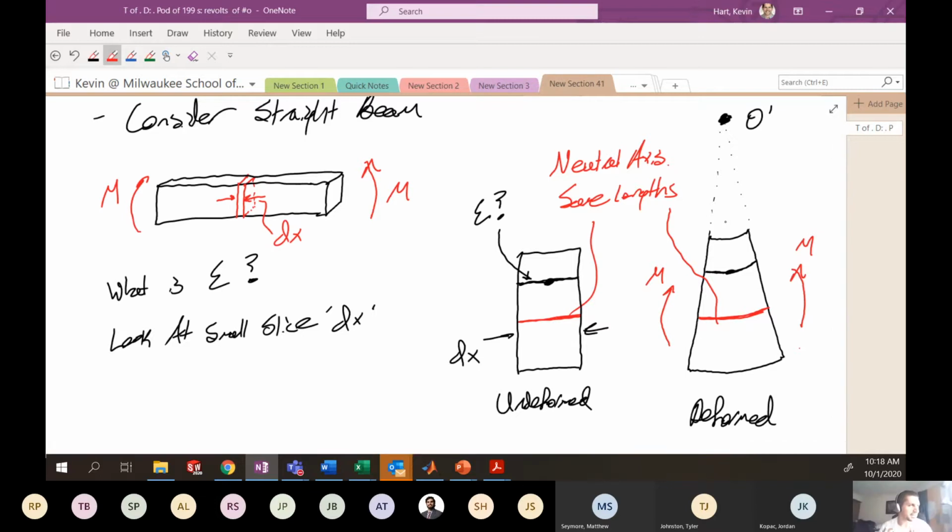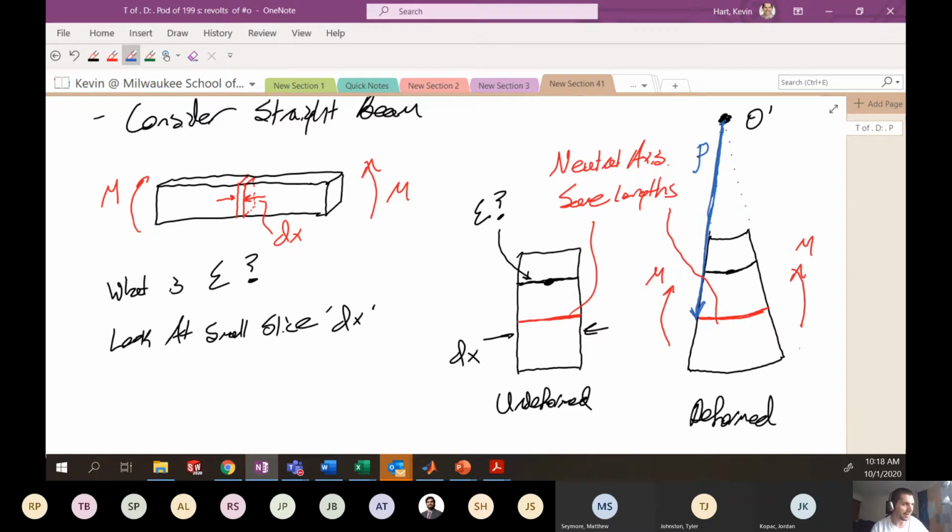All right. We'll say that the distance from the center of curvature to that neutral axis is the distance rho. This is just a generally accepted radius of curvature. That's this distance here. We call this distance rho. We say this is the radius of curvature of this particular member. Okay.